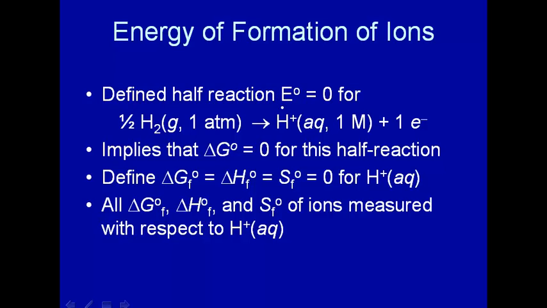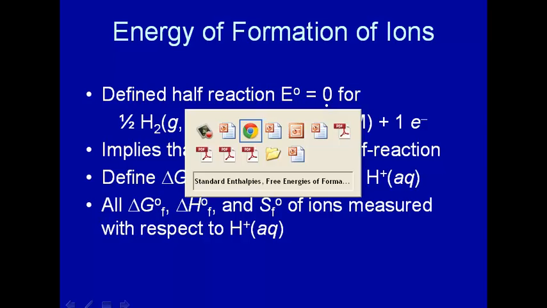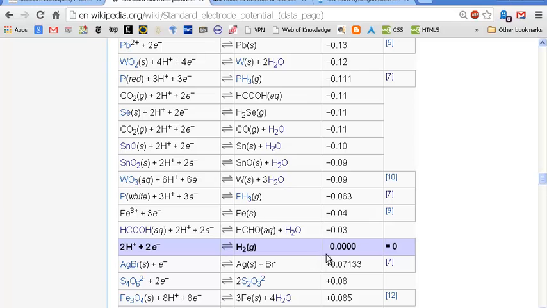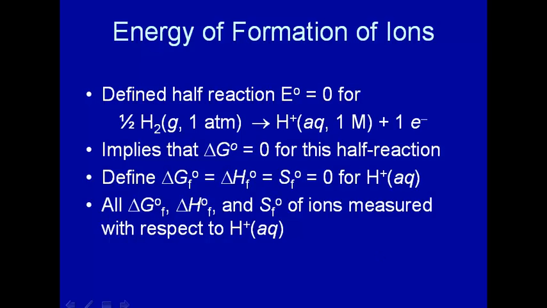We also, for electrochemical reactions, remember, had reduction half reactions. We said that we're going to define this reduction half reaction with standard conditions to be 0. So if we look at standard electrode potentials, E0, this is a table of standard reduction potentials, and we have, not arbitrarily, but by convention, set the standard reduction potential for hydrogen to be 0. And as we said, the standard free energy, enthalpy, and entropy of ions are all measured with respect to H+ aqueous, which we're defining to be 0.